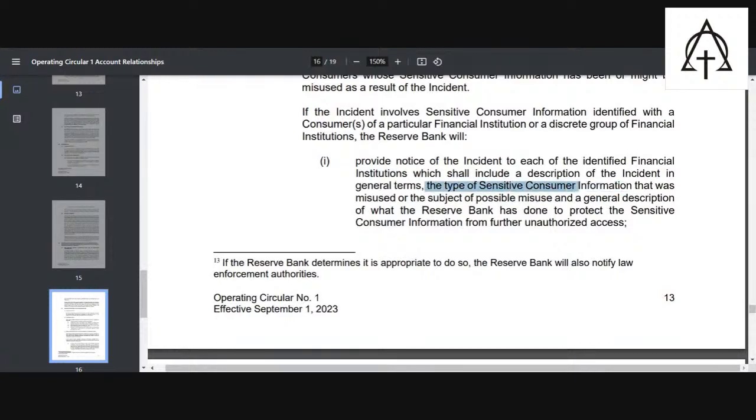The type of sensitive consumer information that was misused or the subject of possible misuse, and a general description of what the Reserve Bank has done to protect the sensitive consumer information from further unauthorized access. And I'm going to drop over to another one here real quick. Let me pull it up.